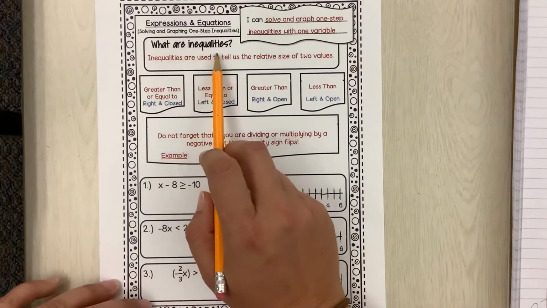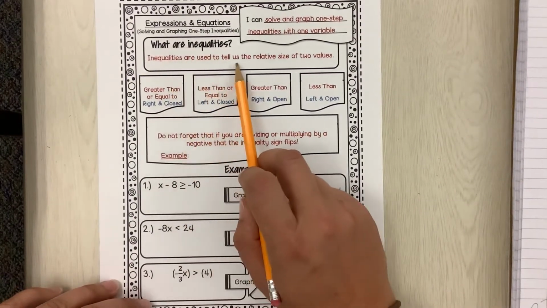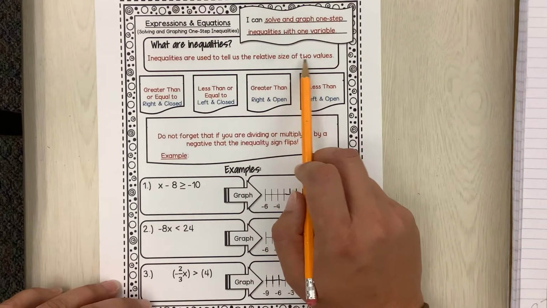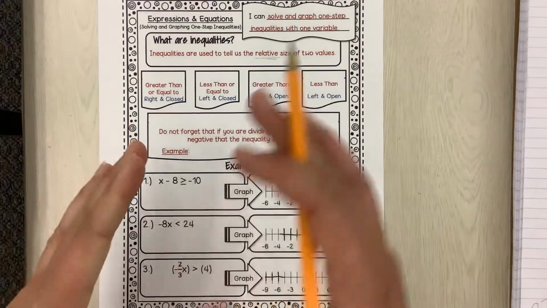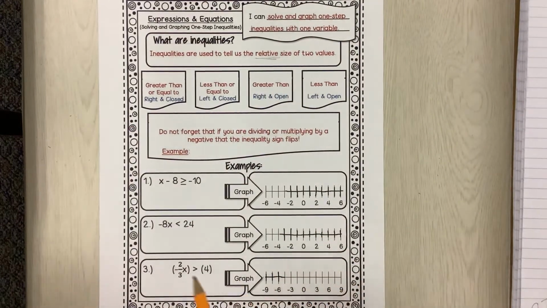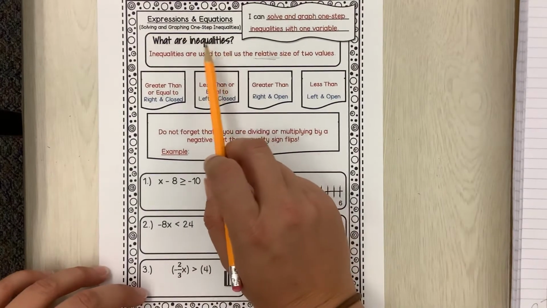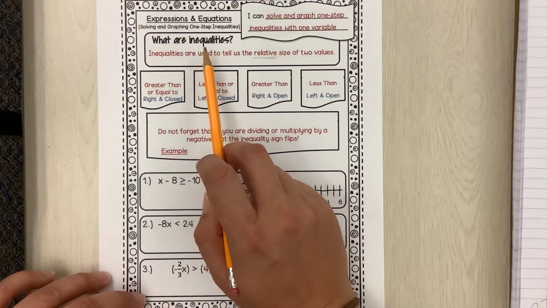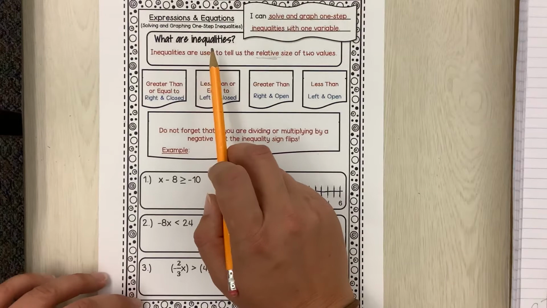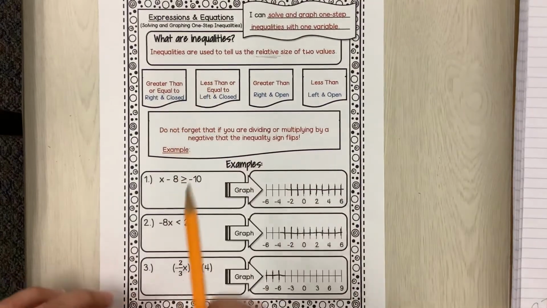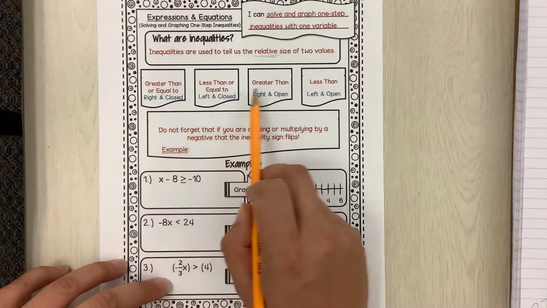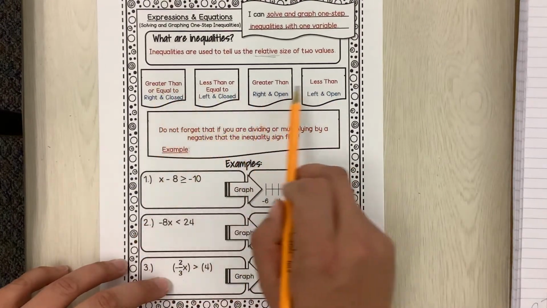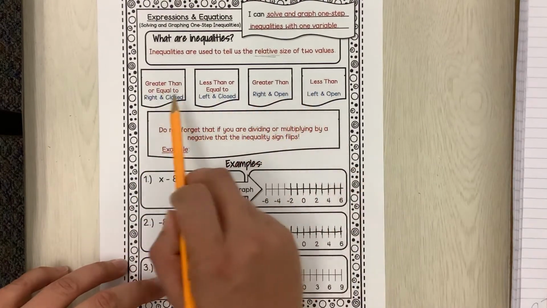What are inequalities? Inequalities are used to tell us the relative size of two values. Relative means close to, they're related, okay? So it could be this or it could be this, but they're close to different things. So inequalities means we don't necessarily find the exact answer, but we get close. So there are some symbols that we're going to need to learn. In your notes here, you're going to be adding some symbols to these different parts, okay?